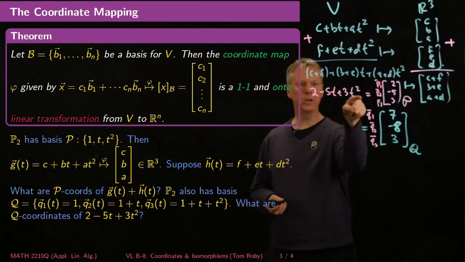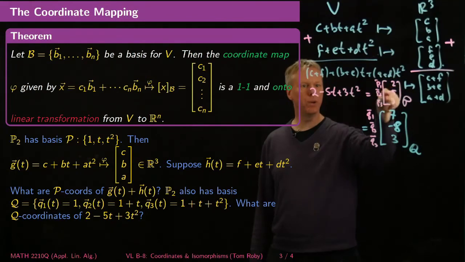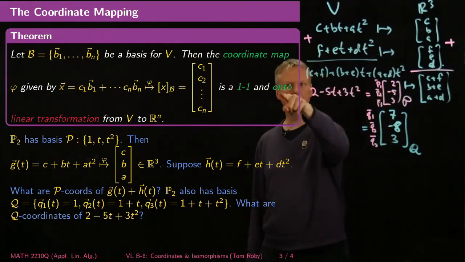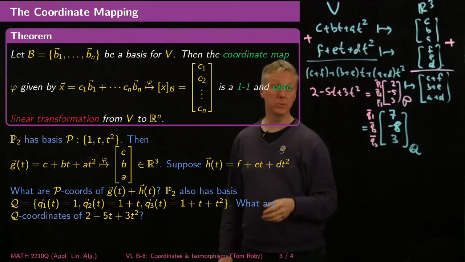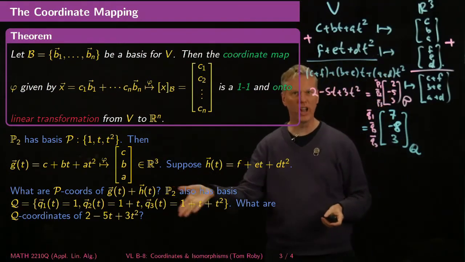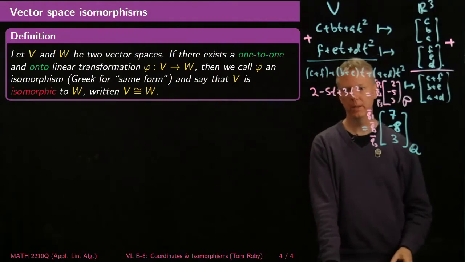So the point is this single polynomial in P2 can be represented in the obvious way, 2, minus 5, 3, in terms of the standard basis. But in terms of this less standard basis, it's 7, minus 8, 3. And if I had a wackier basis, it would be even trickier to figure out what these coefficients are. Because this basis is kind of triangular in some sense, it's easier to deal with. Okay?